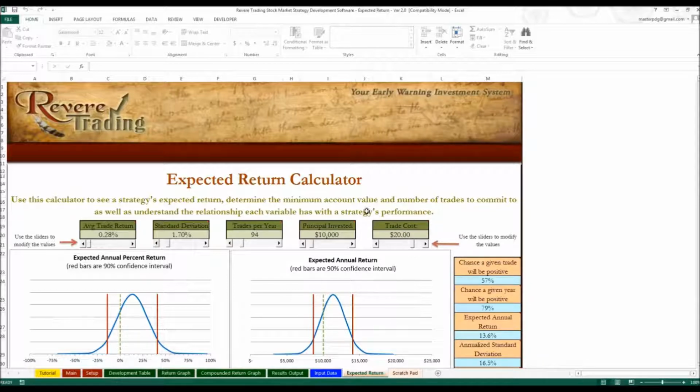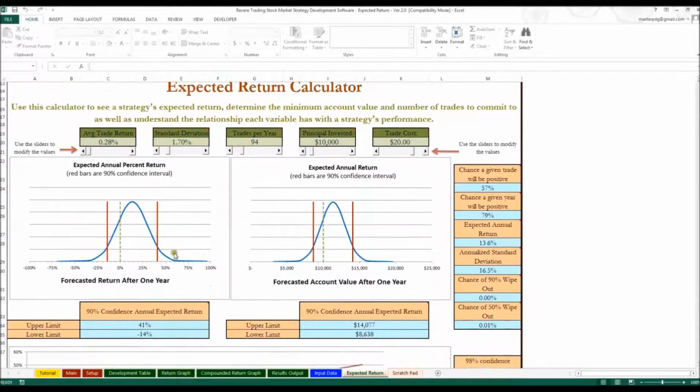The first thing that we see once we have all of these boxes filled are these bell curves that are constructed. This first bell curve here shows you the forecasted return after 1 year. The red lines is a 90% confidence interval. So we can be 90% confident that our return is going to fall somewhere between that. And the upper limit of the red line is 41% gain, and the lower limit is negative 14% loss.